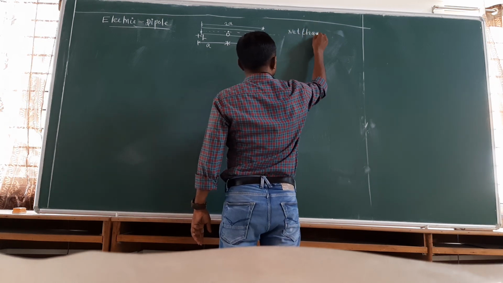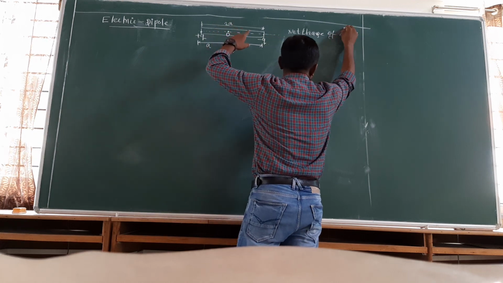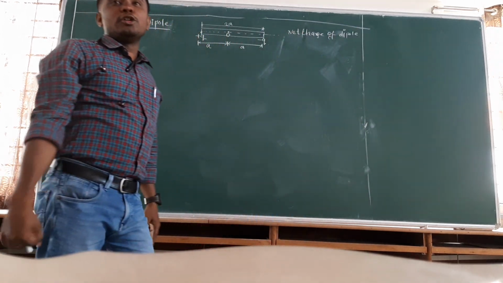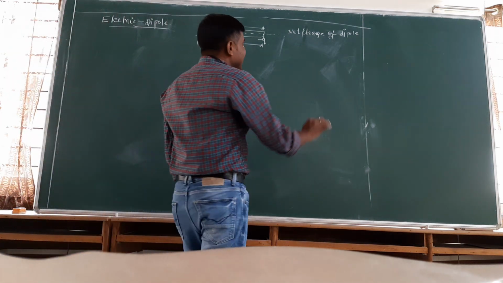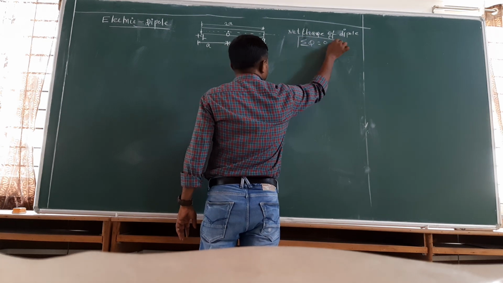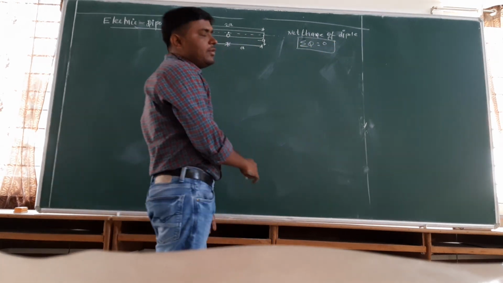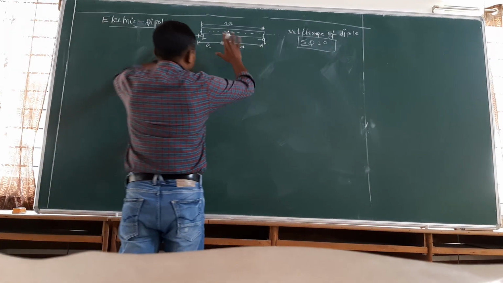net charge of a dipole. Which dipole? Electric dipole. Remember, because there is a magnetic dipole also, but here we are discussing the electric dipole. So net charge, that is total charge, summation Q equals 0, because the two charges are equal and opposite. So if we add both the charges, the answer we will get is 0. Right, we have done this. Okay, now see.